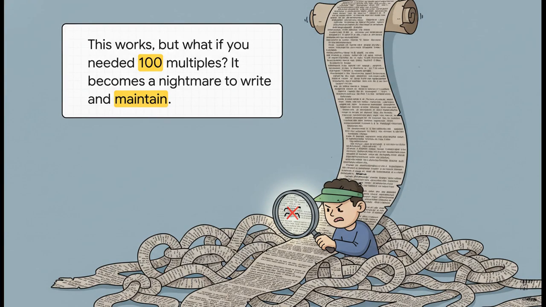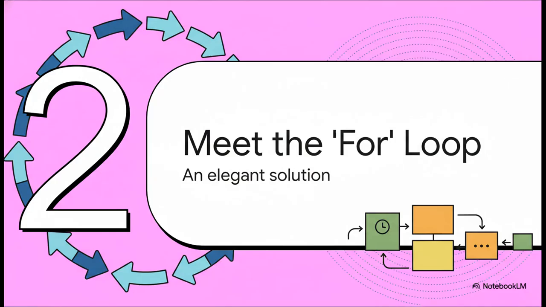Well, this approach falls apart, and it falls apart fast. I mean, it's fine for a few lines, but what if you needed 100 multiples, or 1,000? All of a sudden, you're staring at this massive, unreadable wall of code. And don't even get me started on making changes. If you find one little typo, you might have to fix it in hundreds of different places. It's a total nightmare.